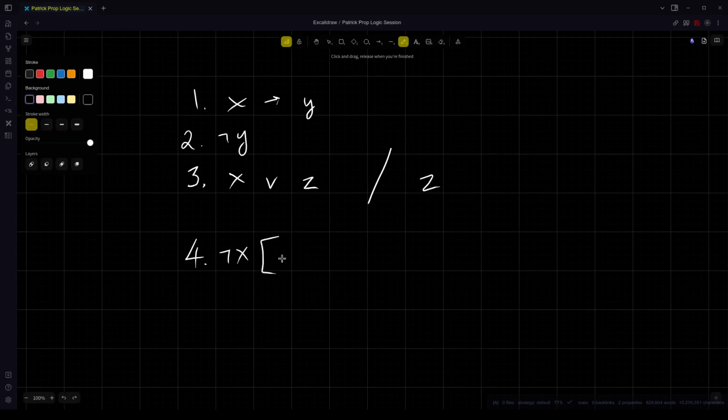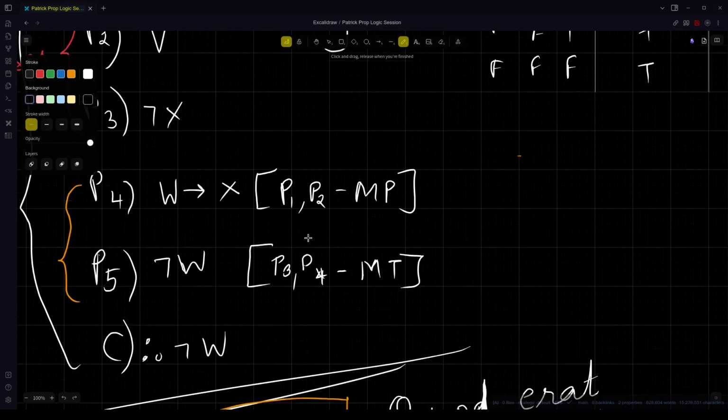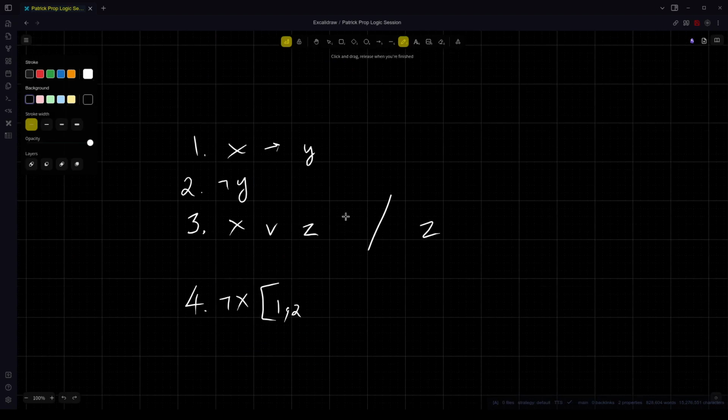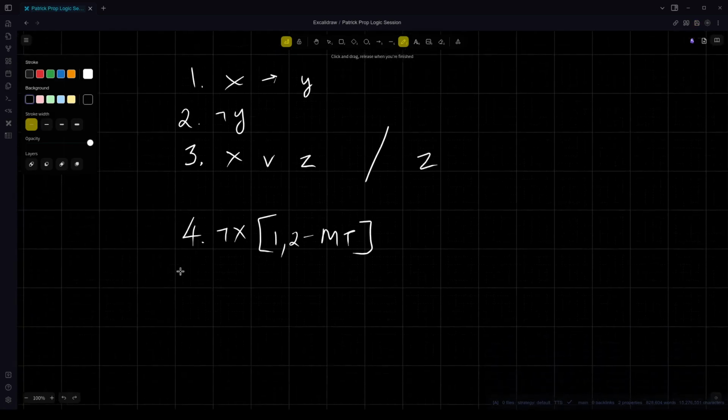So this is 1, 2. What was the convention we followed last time? One comma two hyphen modus tollens. Last time we wrote P1 comma P2, but that's fine, it doesn't matter. How do we say that? Do we say we declare a new premise or we create a new premise? You could say the next step. That's fine.